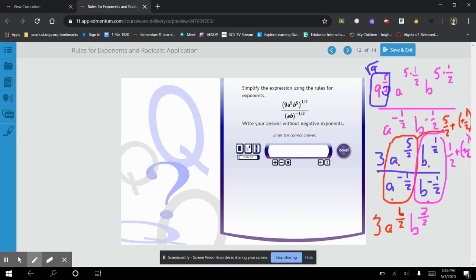So our answer is looking better. We've only got one number and only one of each variable, but those exponents still need to be simplified. So I keep the 3. It doesn't need to be simplified. a to the 6 divided by 2 is 3. b to the 2 divided by 2 is 1, or sorry, just times b. So 3a to the third power times b is our answer for that one.